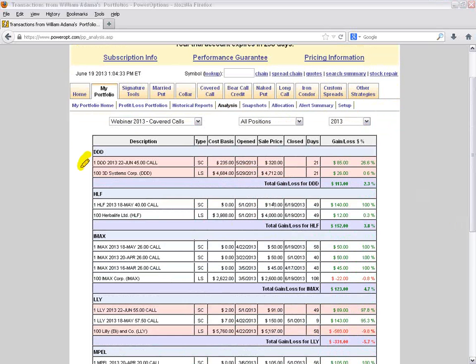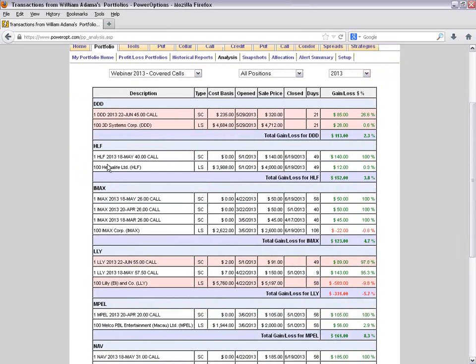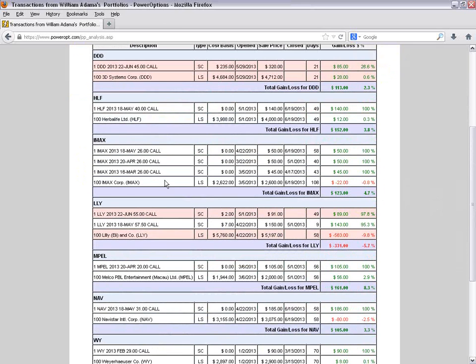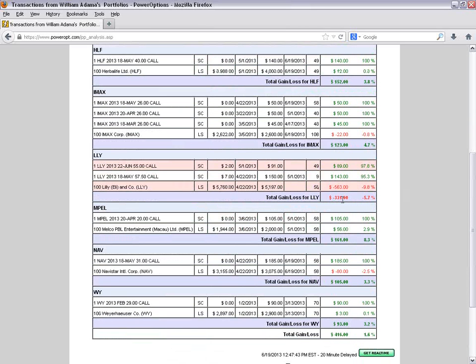What's shown in red here, this DDD position, means it's an open position. Those highlighted in red are open positions in my portfolio. Those with a white background, such as HLF, well, this is a closed covered call that was assigned for a 3.8% gain. IMAX, rolled the call a couple times, ended up losing on the stock, but ended up getting assigned eventually. So we had 3 rolls, we were in it for 106 days and had a 4.7% return. So we had to manage that position as it fell. LLY we just saw. There's our historical view. We had the gain of $143 on the call, $89 right now on the call that's open, and a loss of $563 on the stock.